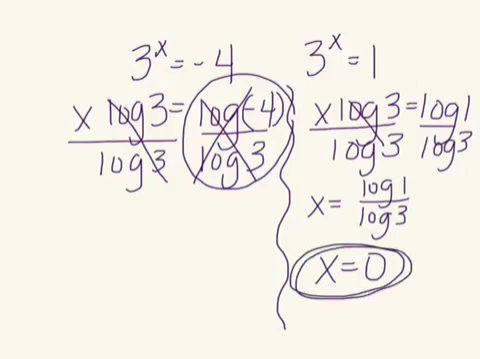On problems like this, you could end up with 2 solutions. You could end up with no solutions at all. You could end up with 1 solution like this. Additionally, you could end up with solutions that are decimal values, not whole numbers. So just keep that in mind as you're working through these.